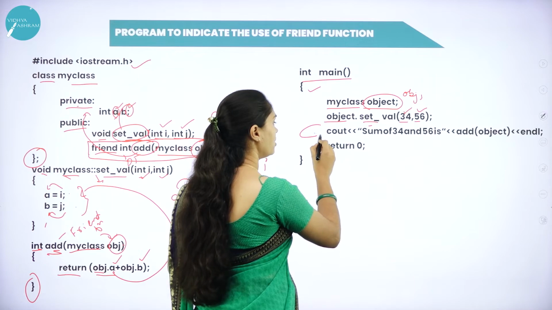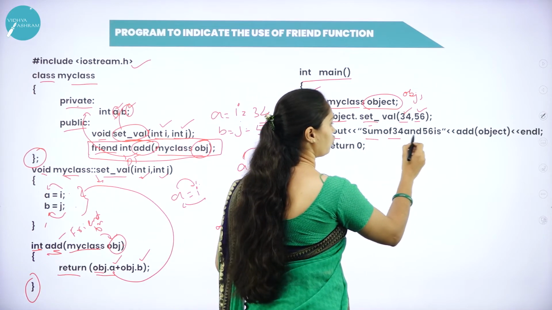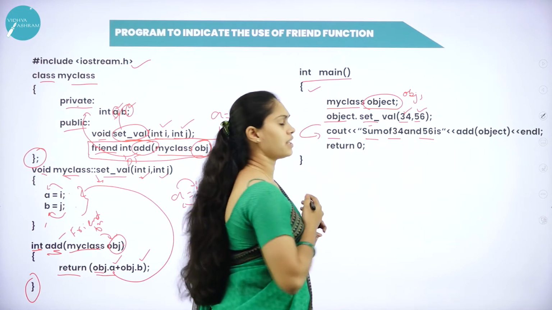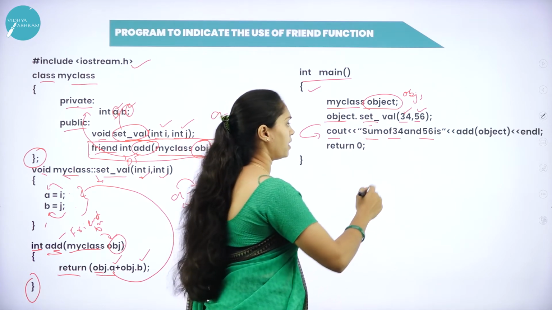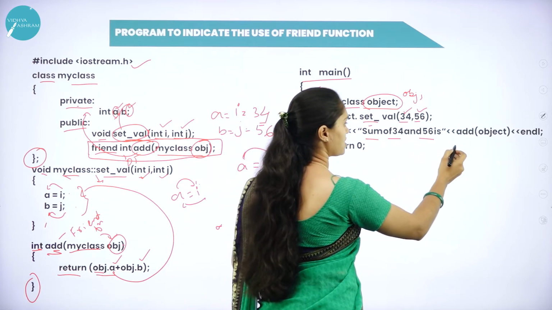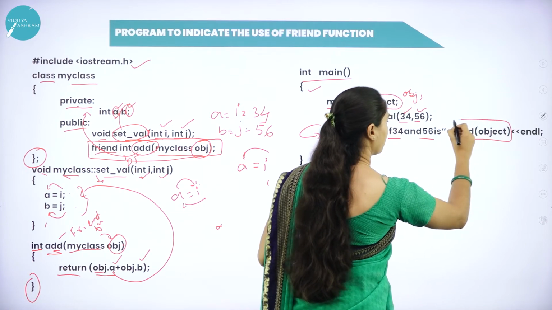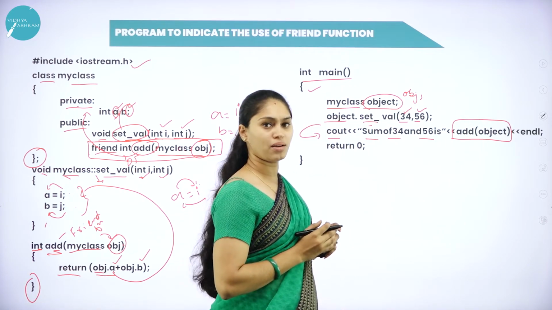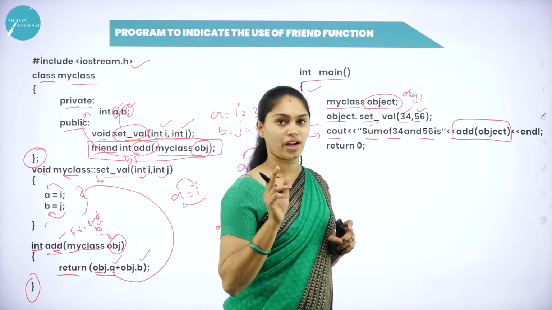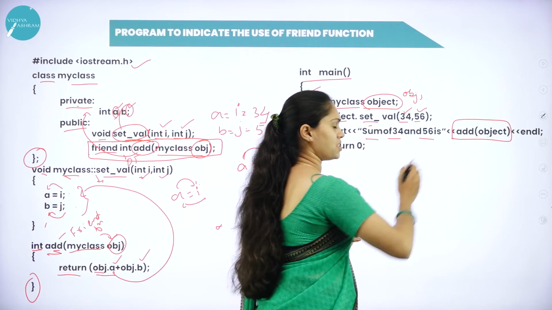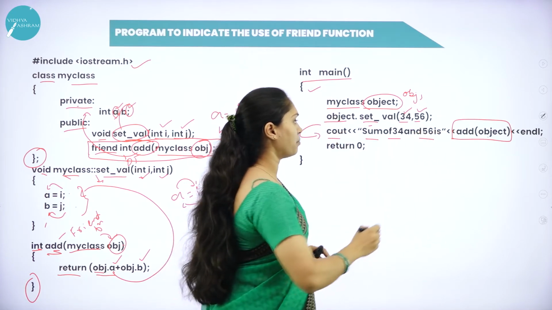After that, what do I have? cout the sum of 34 and 56. Whatever data I give, it will be displayed like sum of 34 and 56 is. So here I am calling a friend function. What am I calling here? I am calling the friend function add of object. So what does this object comprise of?